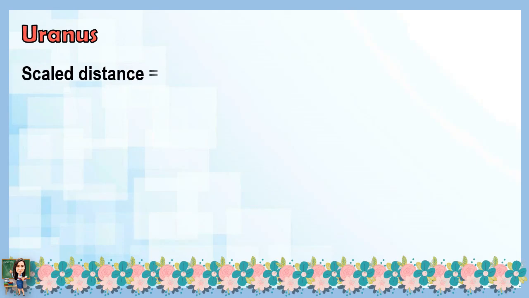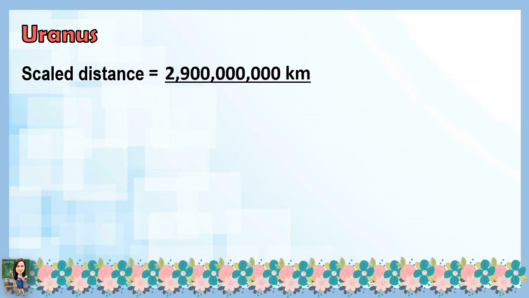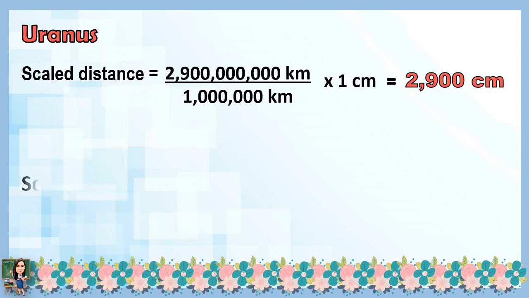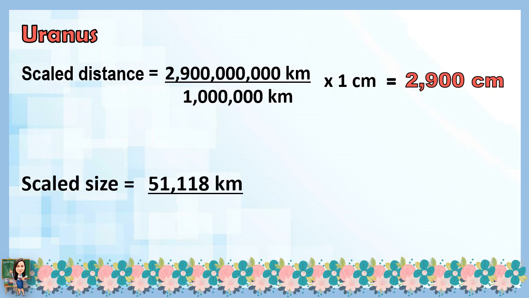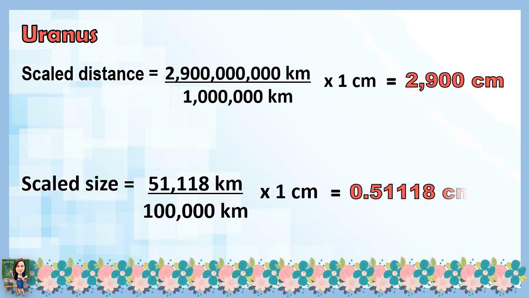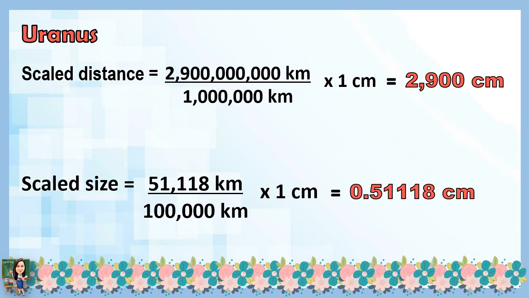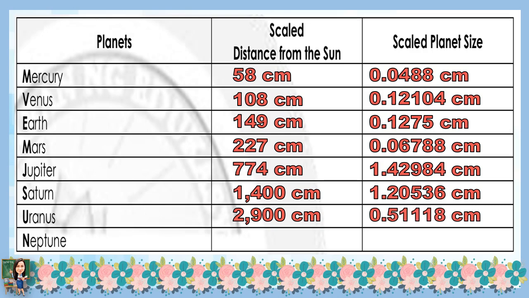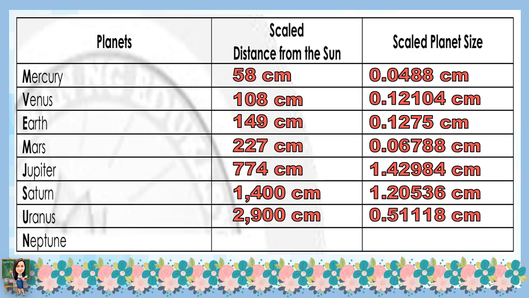Uranus. Scale distance equals 2,900,000,000 divided by 1 million times 1 centimeter equals 2,900 centimeters. Scaled size, 51,118 divided by 100,000 times 1 centimeter equals 0.51118 centimeters. And this is the scale distance from the Sun of Uranus and the scaled planet size.